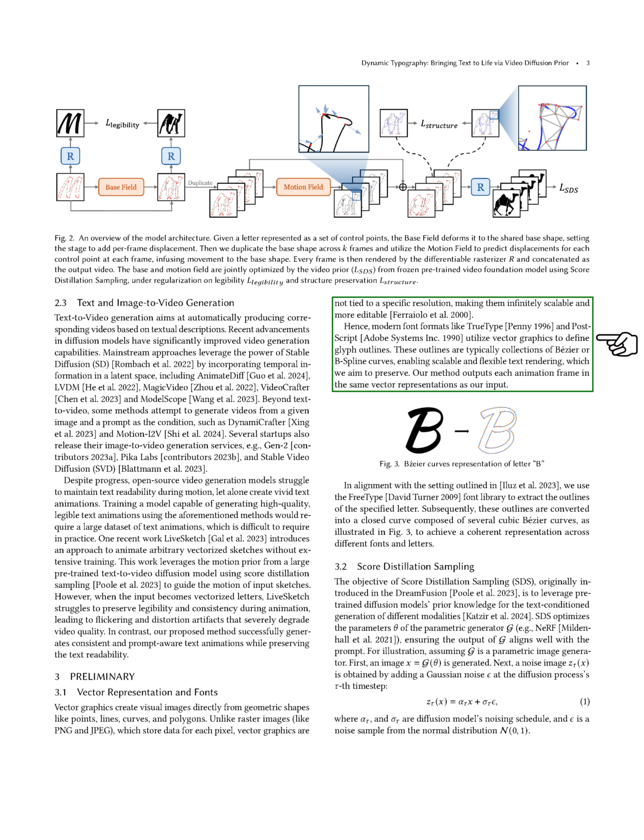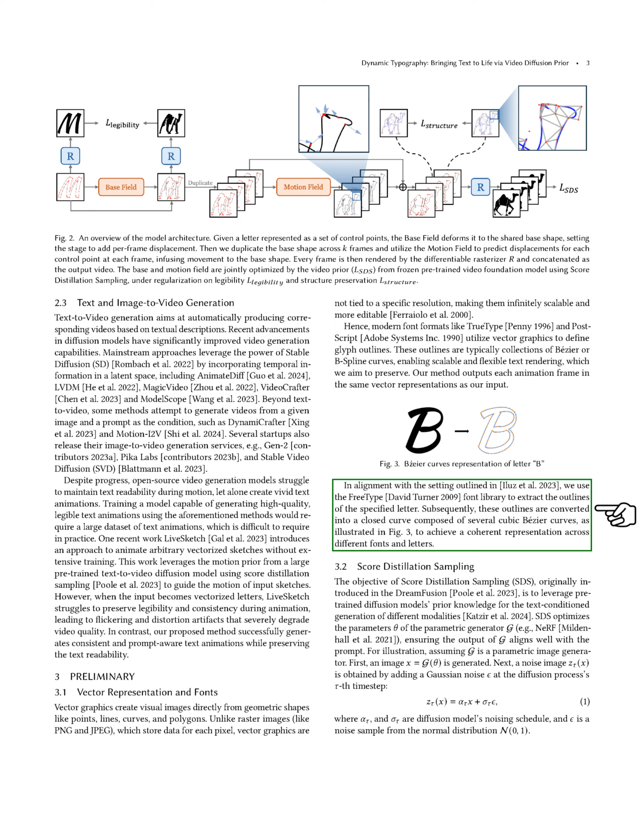Modern font formats like TrueType and PostScript use vector graphics to define glyph outlines, typically using Bezier or B-spline curves. Our method outputs frames in the same vector representations as the input, ensuring scalable and flexible text rendering. We use the FreeType font library to extract outlines of specified letters, converting them into closed curves composed of cubic Bezier curves for a coherent representation across different fonts and letters.